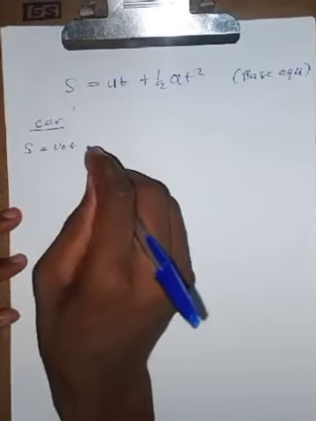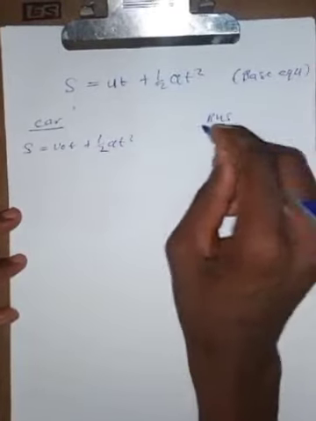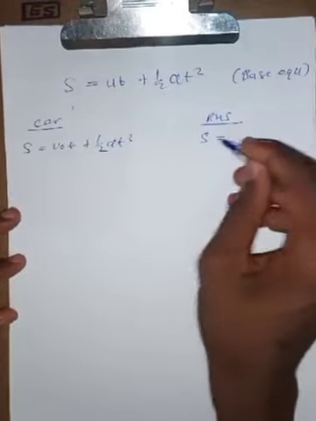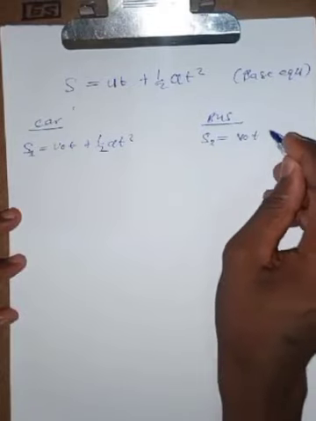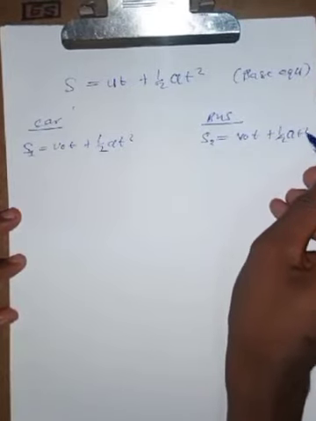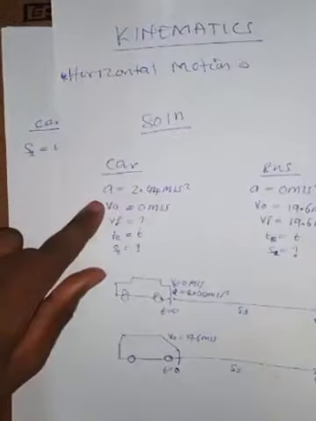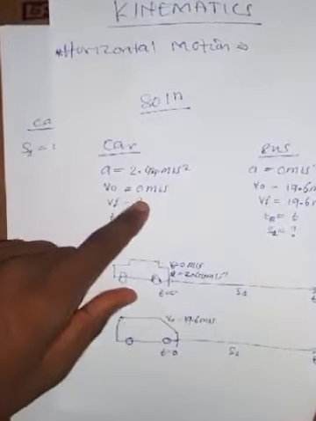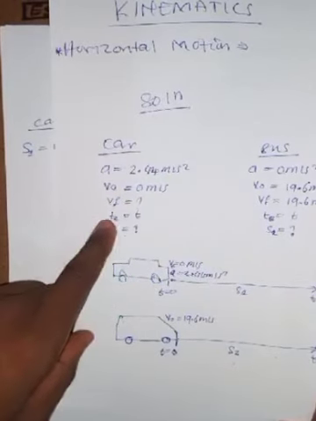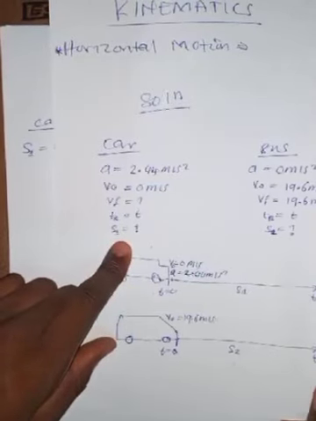For the car, we are going to have S equals V initial times time plus 1 over 2 acceleration times time squared. And for the bus, we are going to have, this is S1, this is S2, equals V initial times time plus 1 over 2 acceleration times time squared. So getting the information that we have here, we have the acceleration for the car as 2.44, the initial velocity for the car as 0, the time for the car as t, which we don't know, and the displacement as S1.